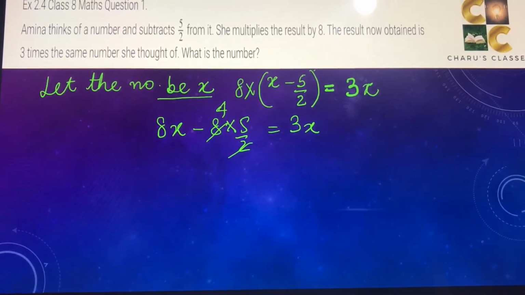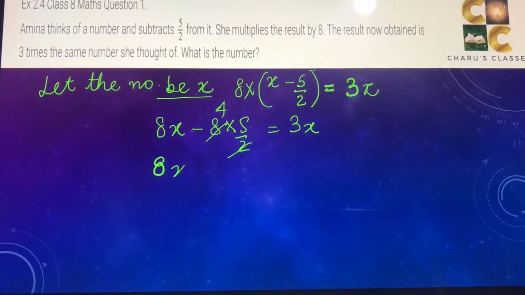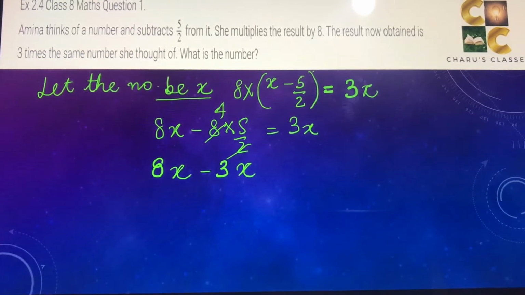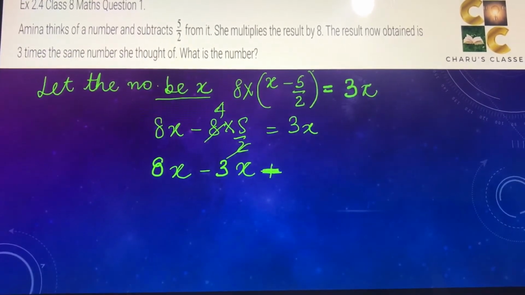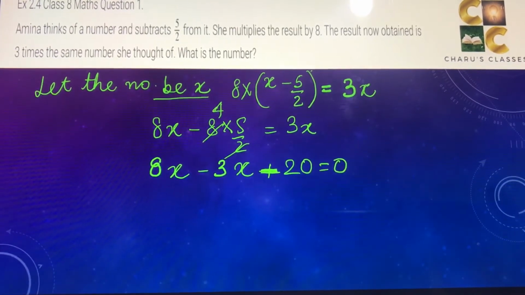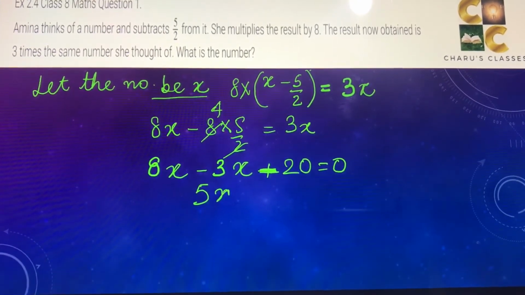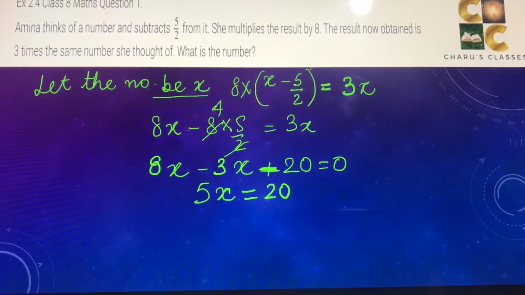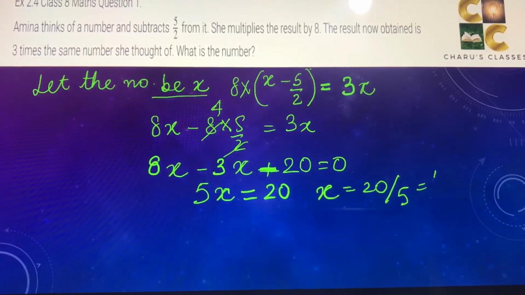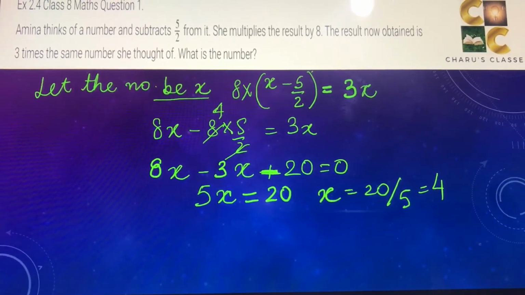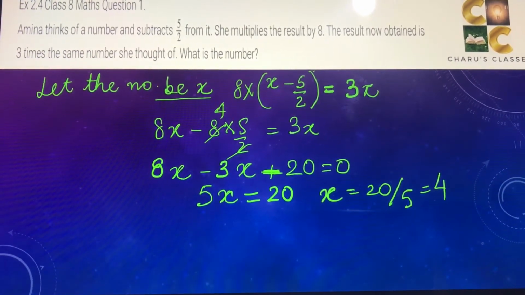Here 2 and 8 I can cancel, 2 4s are 8. So I have 8x, 3x goes there, becomes minus 3x. Minus 4 into 5, that is minus 20. This is equal to 0. Or I can say 5x is equal to 20. x is equal to 20 divided by 5, which is 4. So the number was 4.